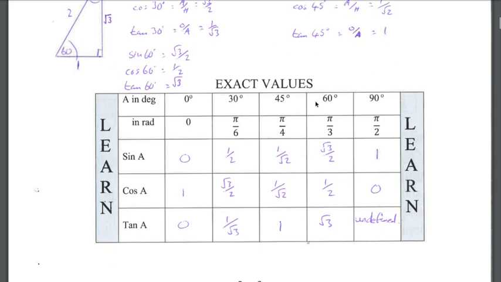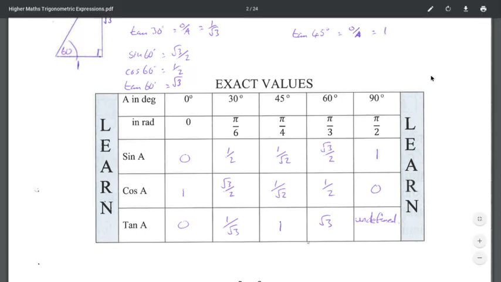So I've put those values into a table here. So it's sine of the angle. So sine 30 is 1/2. Sine 45 is 1 over root 2. Sine 60 is root 3 over 2. We also need to know the 0 and the 90 degrees.